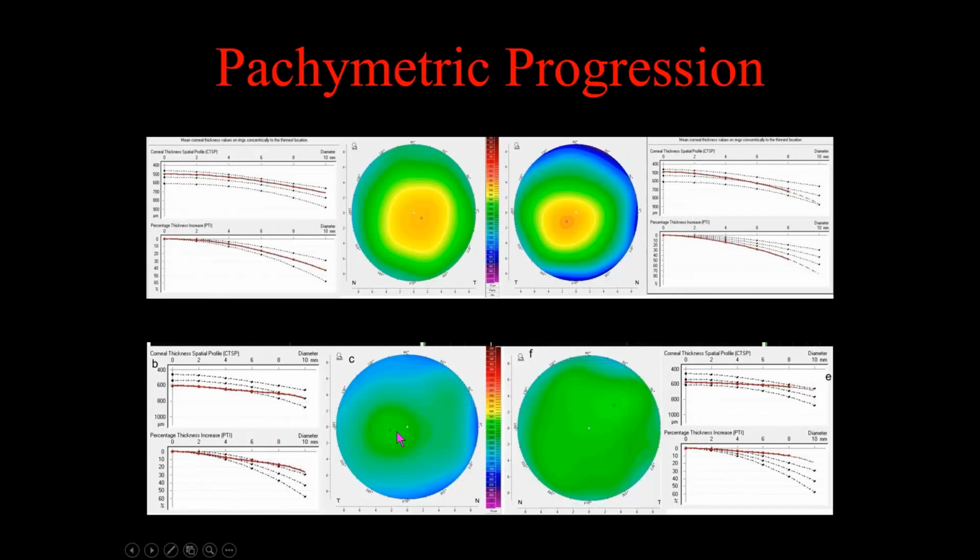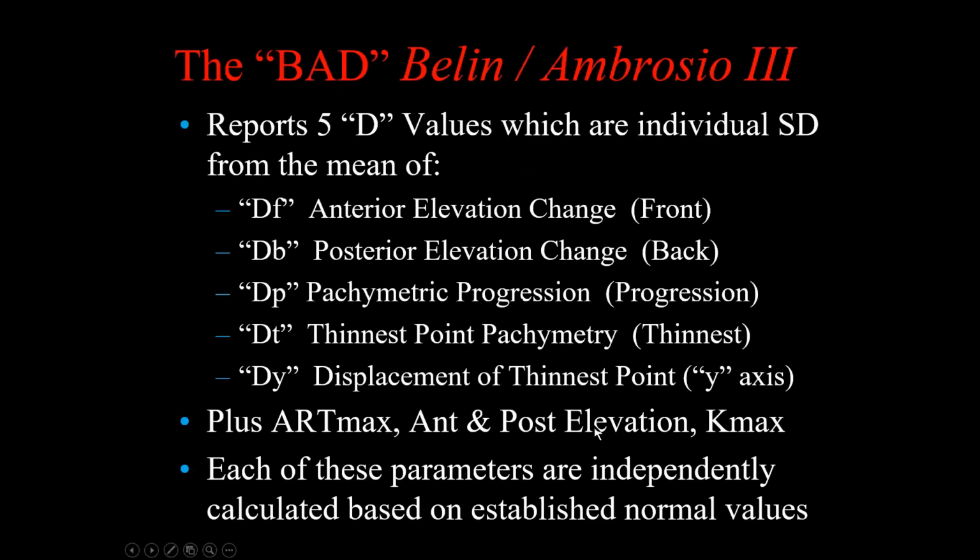Not talking about keratoconus, but if you have eyes with corneal edema, they tend to thicken more in the center than the periphery, and you get a loss of change. And that's what you see here by a flattening of the PTI graphs. So this is an eye indicative of endothelial decompensation.